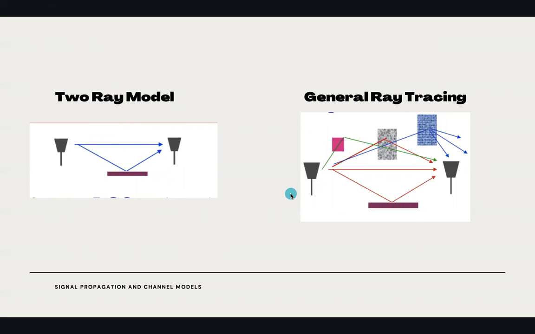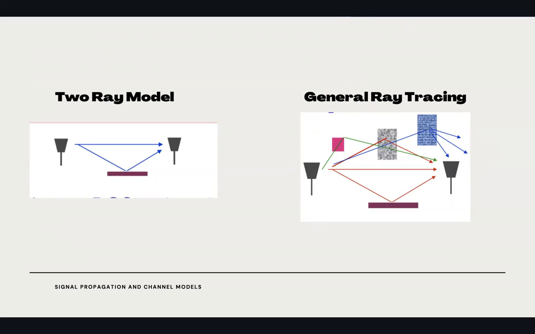And then there is a general ray tracing solution. This model treats signal components as particles. So there's reflection, scattering, diffraction. It requires site geometry and dielectric properties. So it is easier than Maxwell because it is geometry, unlike the Maxwell equations, which are differential equations.